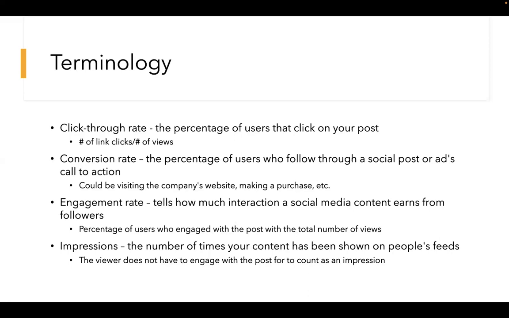You really want that. And then lastly is impressions. This is the number of times your content has been shown on people's feeds. So it doesn't necessarily have to be going to the profile and clicking on the post itself. It could just be them looking at it and scrolling. They don't have to like it. They don't have to comment on it. They don't have to do anything. So they don't have to engage with the post for it to count as an impression. So you never know how many impressions you're going to get from a post.